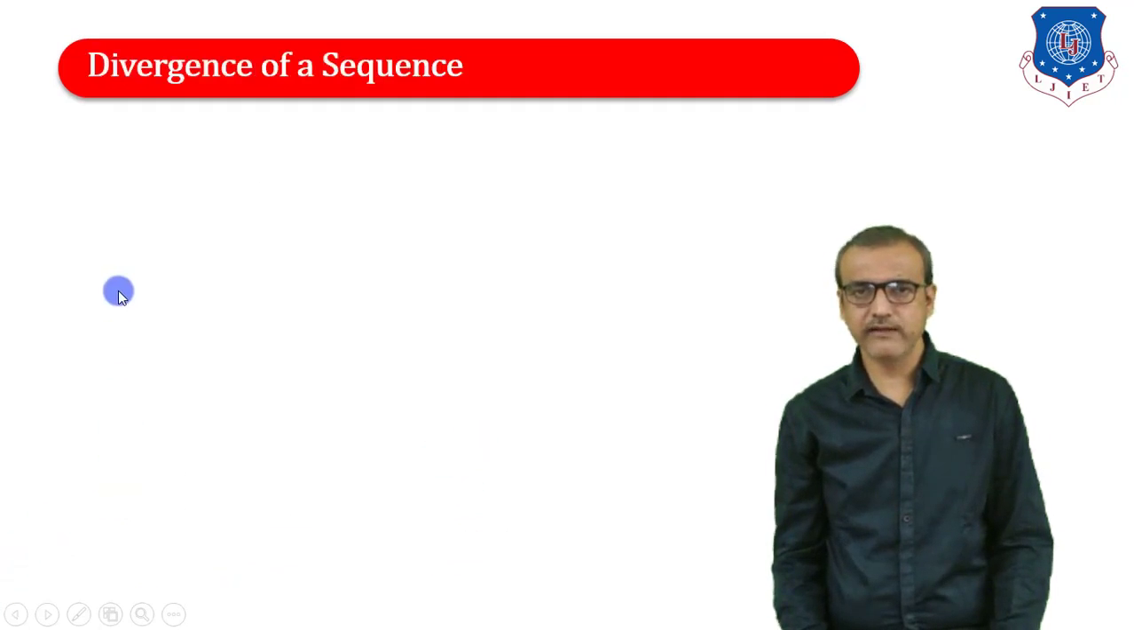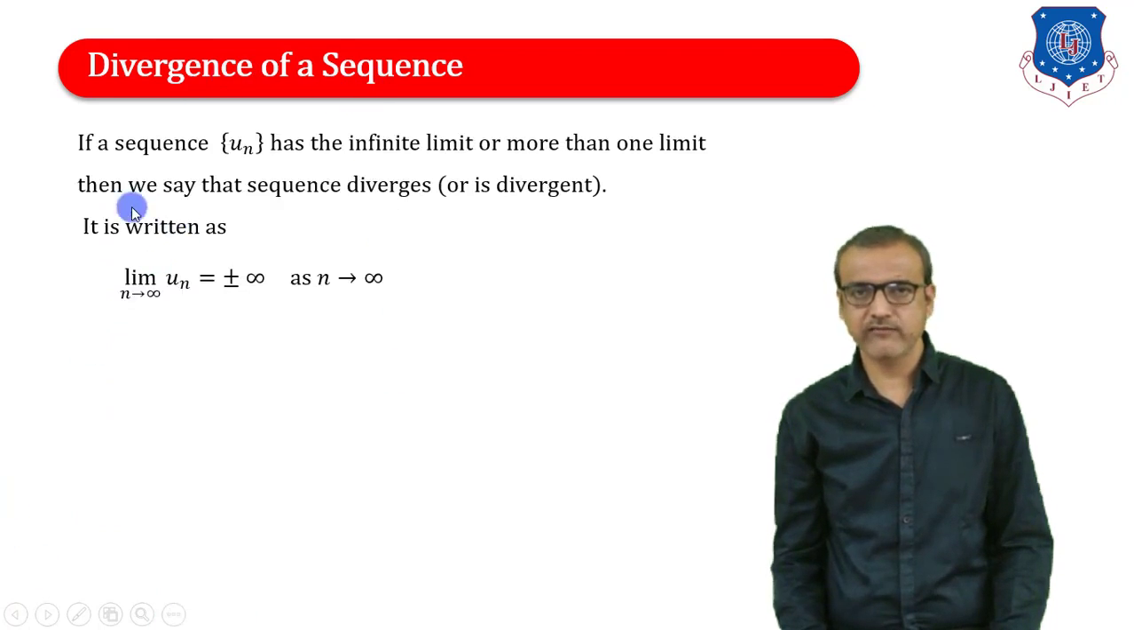Now we will see what is the divergence of a sequence. Here is the definition. If a sequence un has an infinite limit or more than one limit, then we say that the sequence diverges or is divergent. It is written as limit as n tends to infinity of un equals plus or minus infinity. If for a given sequence un you find its limit and get plus or minus infinity or more than one limit, then we can say that the given sequence is divergent.